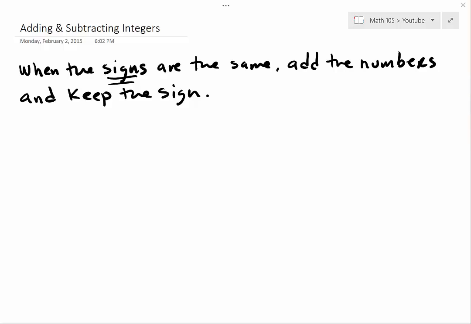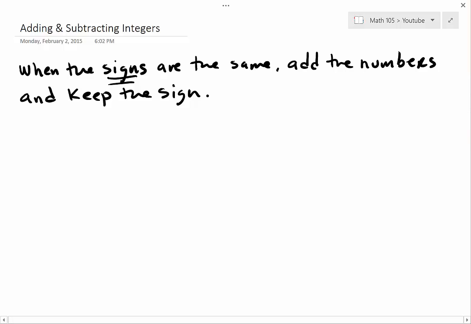In this video, we're going to add and subtract integers. Now here's the first rule. When the signs are the same, add the numbers and keep the sign.